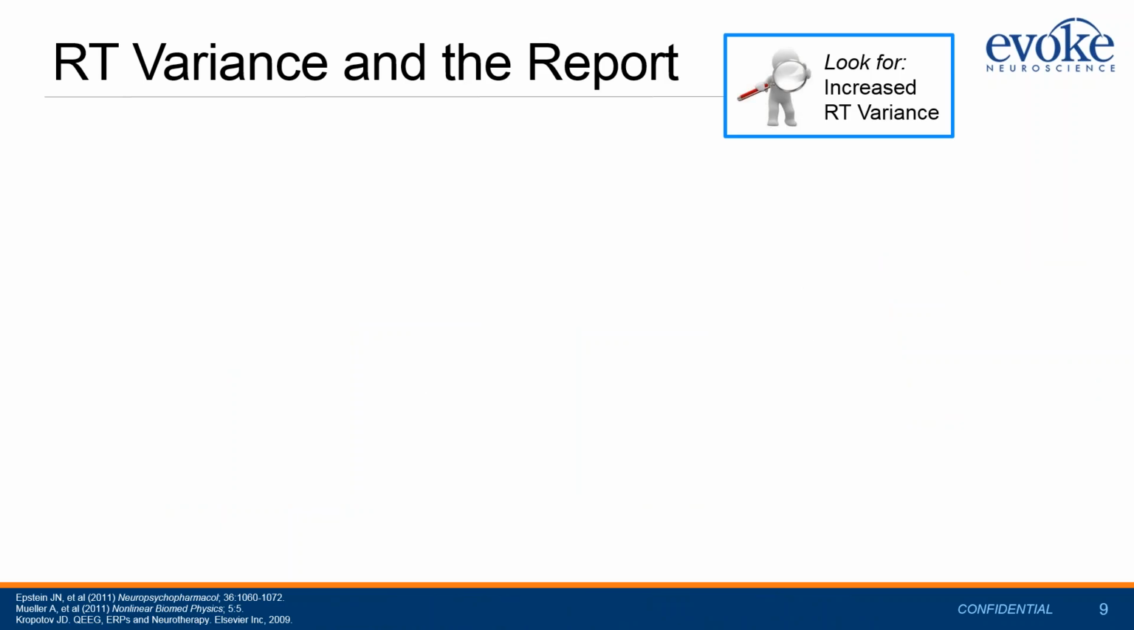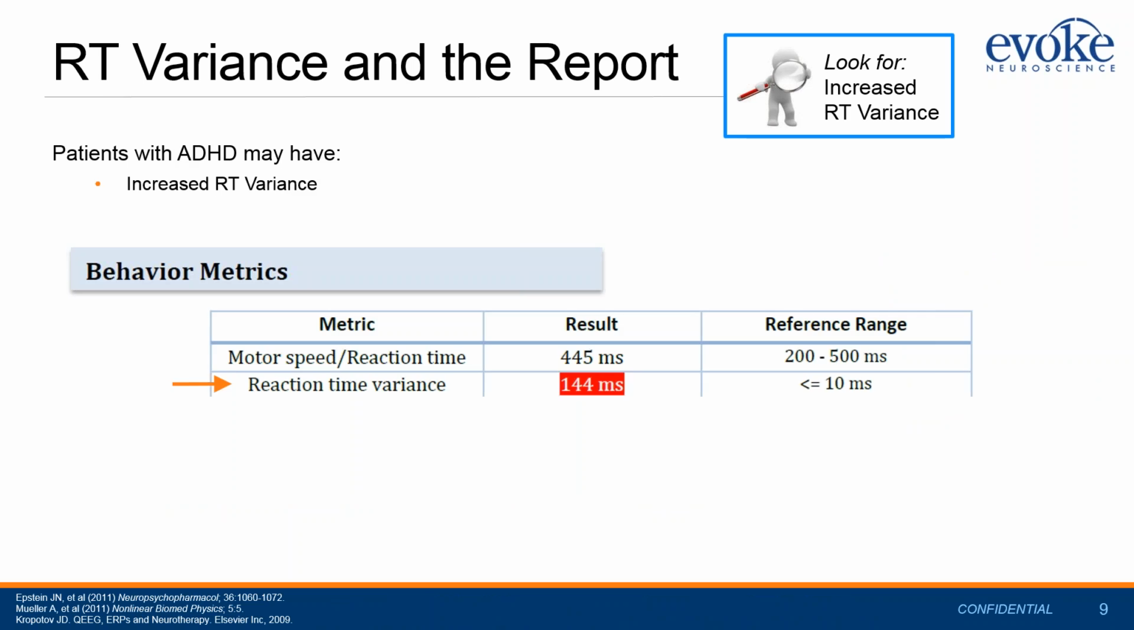So when we look at reaction time variance in the report, we're looking for increased variance. It presents like this under our behavior metrics category, reaction time variance. We get a result and we get a reference range. Typically we'd like to see variance less than 10 milliseconds of standard error of reaction time. A lot of times ADHD patients will have much higher variance. This is an example of 144. You can very clearly see that's outside of our ideal reference range.